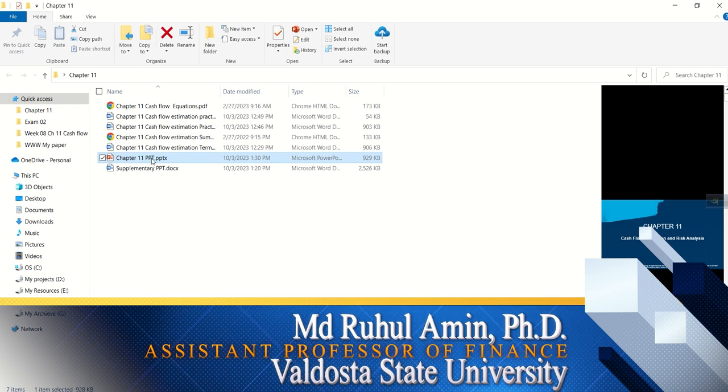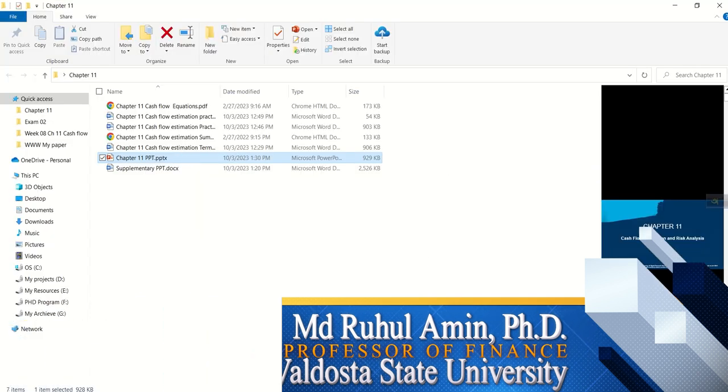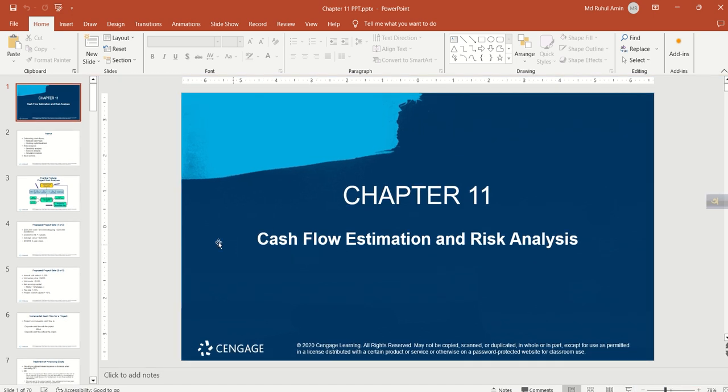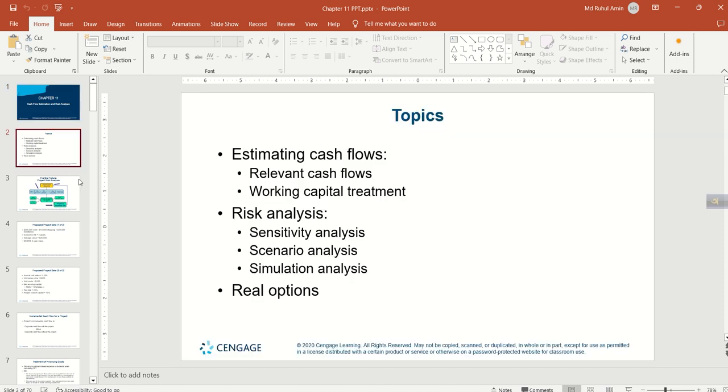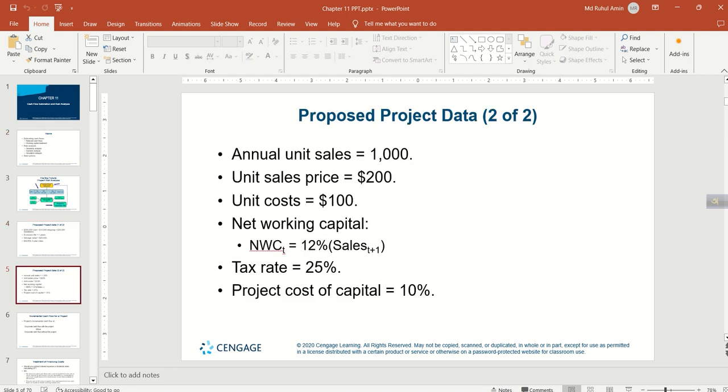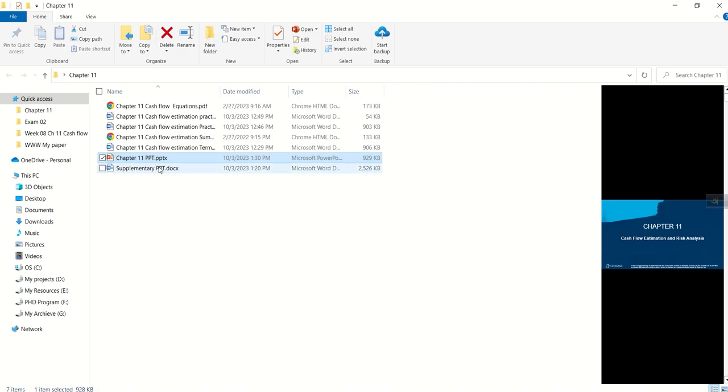Let's open our PowerPoint for this chapter. Okay, so this is our PowerPoint for chapter 11, cash flow estimation and risk analysis. We have several concepts to discuss in this chapter. I have summarized a few points. Let's open that supplementary PPT.